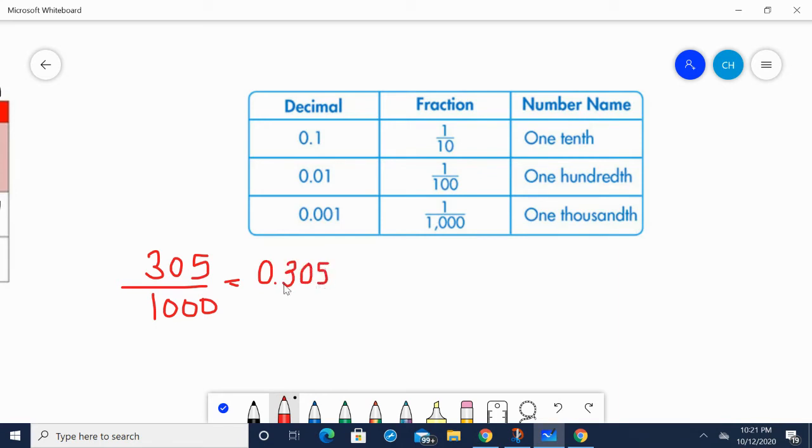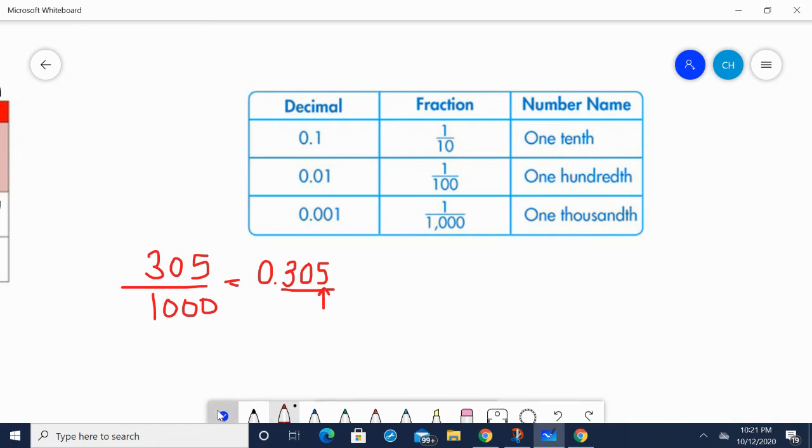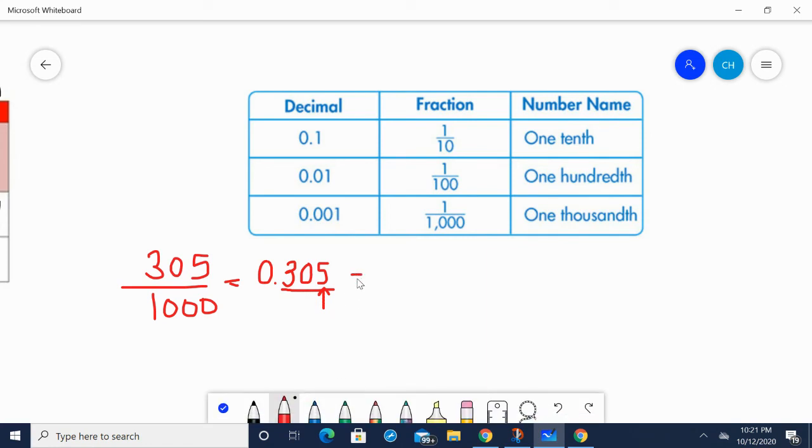And the way I would read that, I like to think of it this way, is if you're reading this as a whole number, but the last number that you have is the place that you say. So that would come off as 305 thousandths. You wouldn't even have to say 0, okay? 305 thousandths.